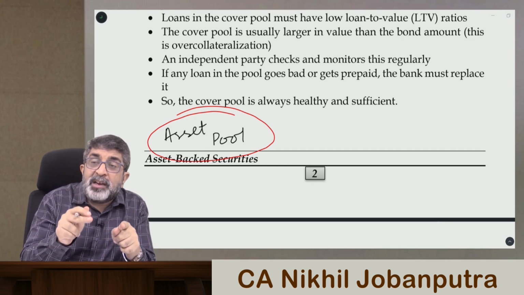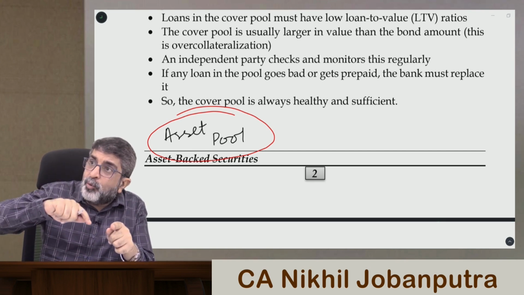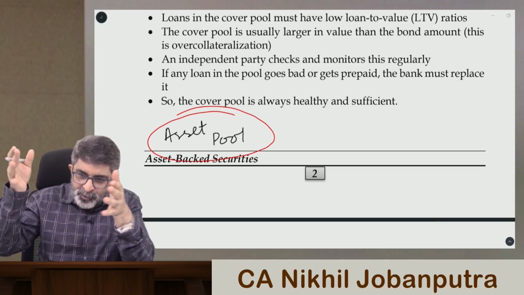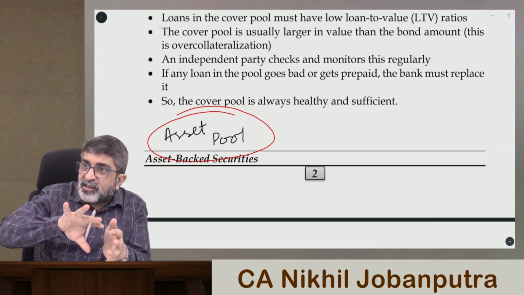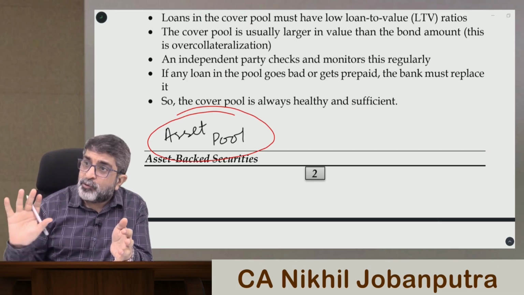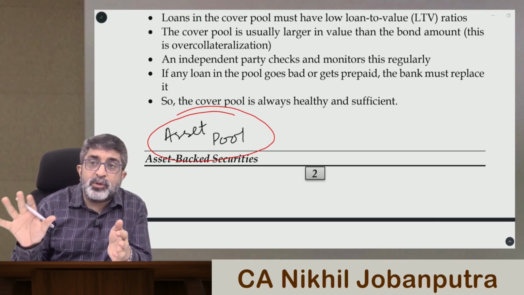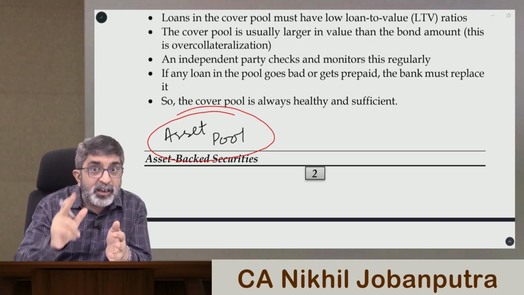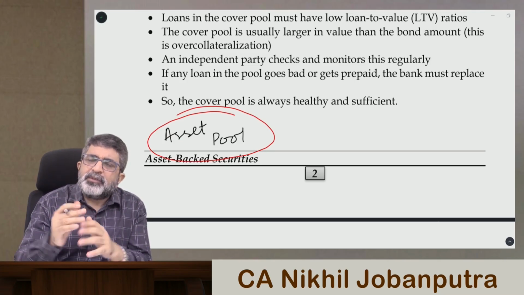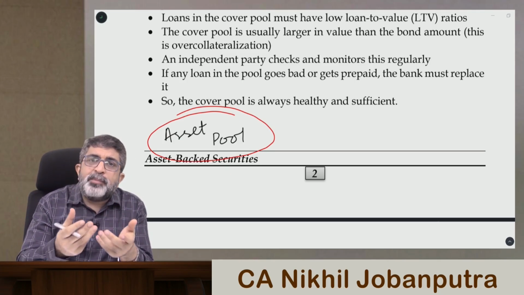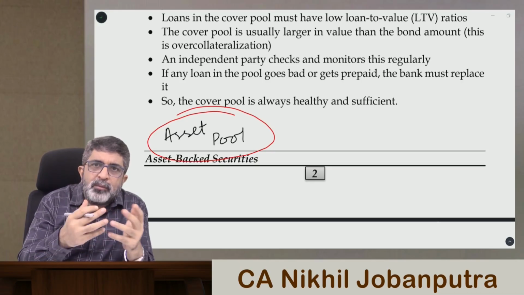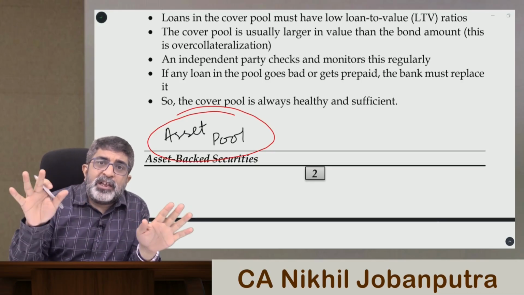This was not possible in case of ABS because the asset pool was lying with the SPE. Here the asset pool is lying with the bank. It is just keeping it separated just to provide the backing to the covered bonds. Correct? So another example. Suppose one particular borrower wants to make prepayment and clear off their loans.